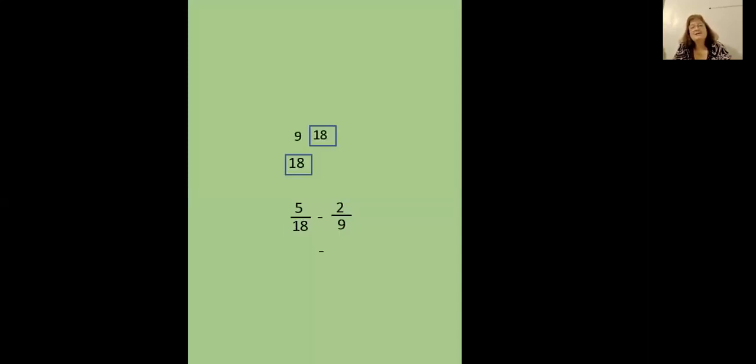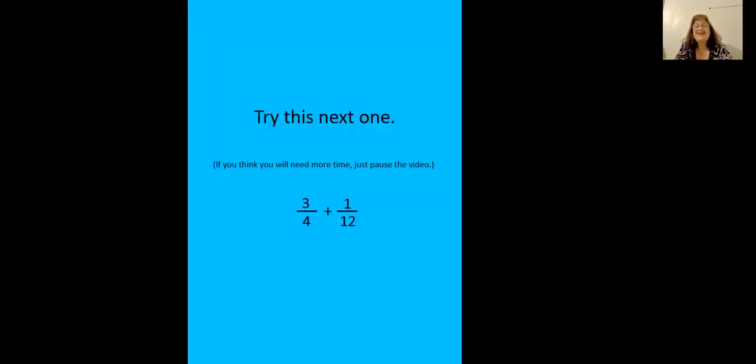Okay, in this one, I can see that 18 is the lowest common denominator. And I know that because I know that 9 times 2 is 18. 18 goes into 18 one time. 1 times 5 is 5. 9 goes into 18 two times. 2 times 2 is 4. 5 minus 4 is 1. And that goes over 18. Try this next one.